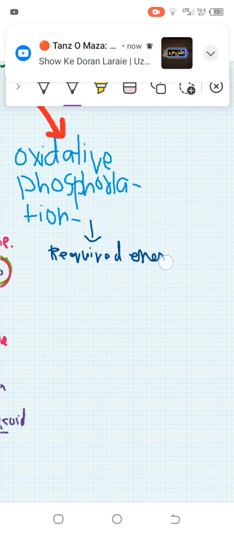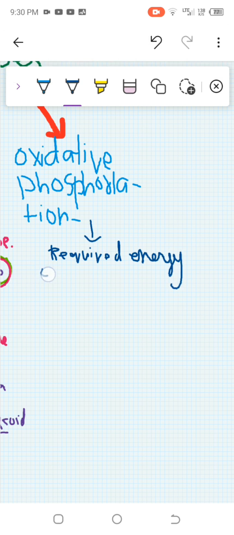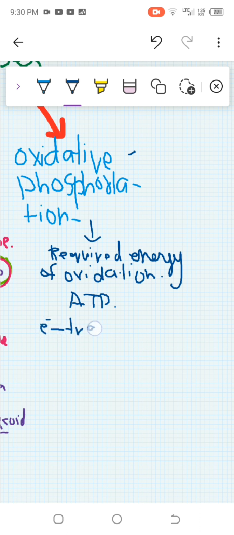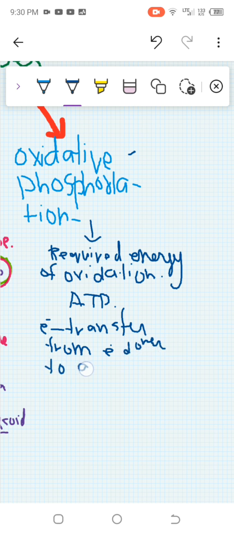It requires the energy of oxidation to form ATP, for the production of ATP. For example, this oxidative phosphorylation occurs in the mitochondria, and in the mitochondria electrons are transferred from electron donor to acceptor.